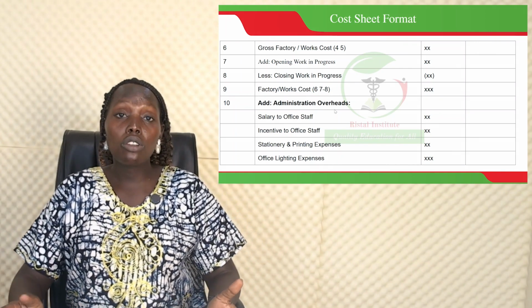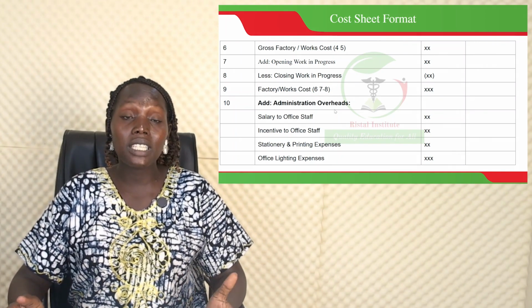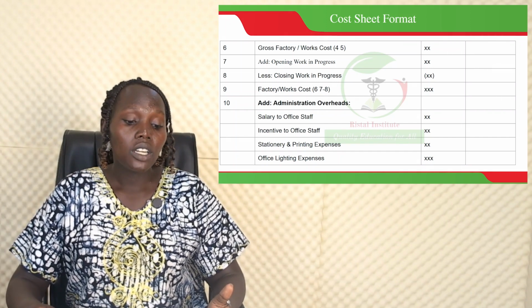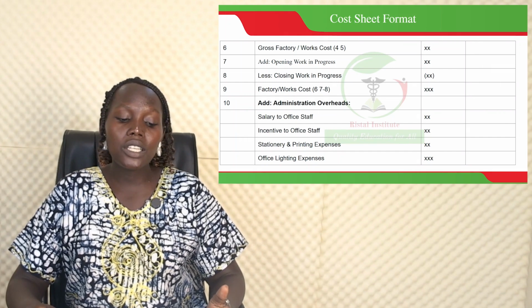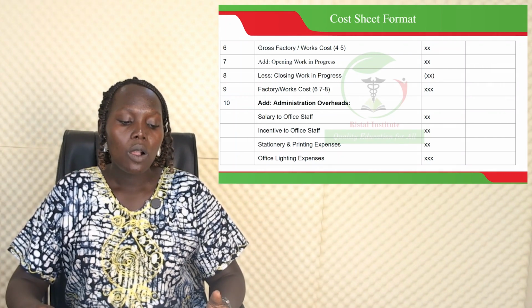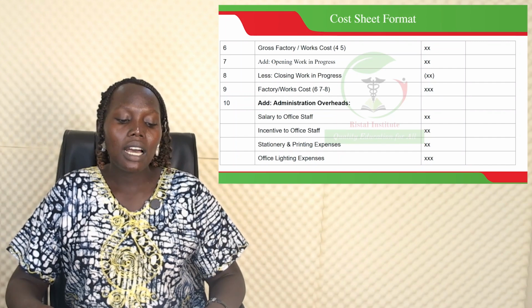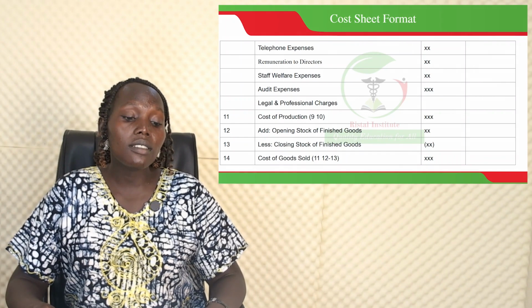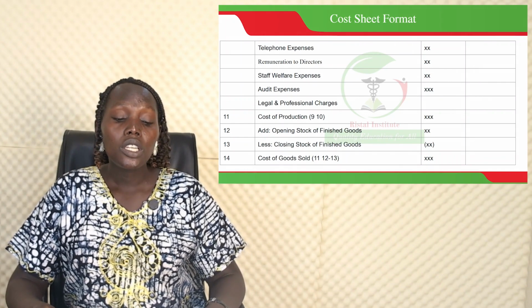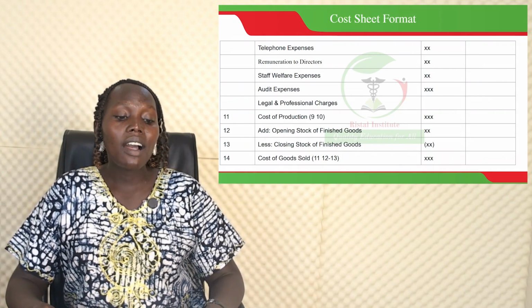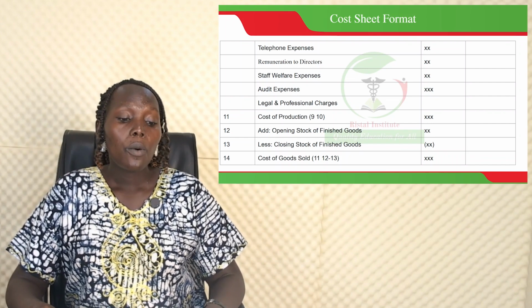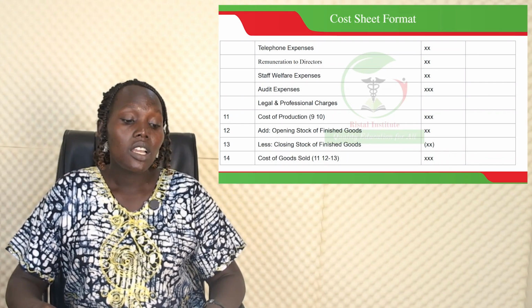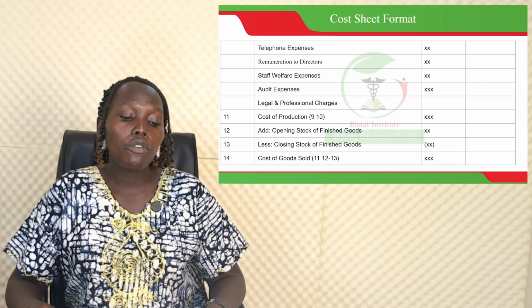Under administration overheads, the examples we have are salary to office staff, incentive to other office staff, stationery and printing expenses, office lighting expenses, telephone expenses, remuneration to directors, staff welfare expenses, audit expenses, and legal and professional charges, to come up with the cost of production.